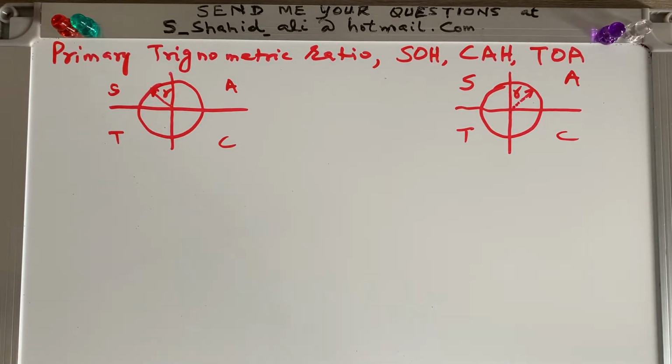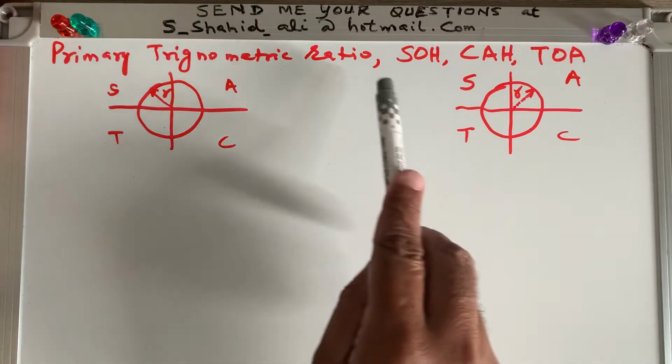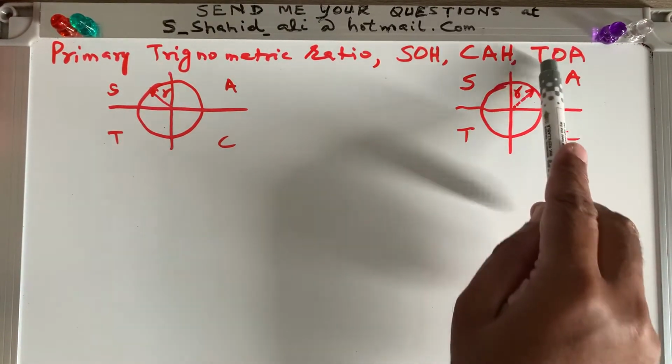One of my 11th graders has sent me this question, and it's a continuation of the same topic, angles for grade 11, and the continuation is into the primary trigonometric ratios. So here are the primary trigonometric ratios: sine, cosine and tangent.